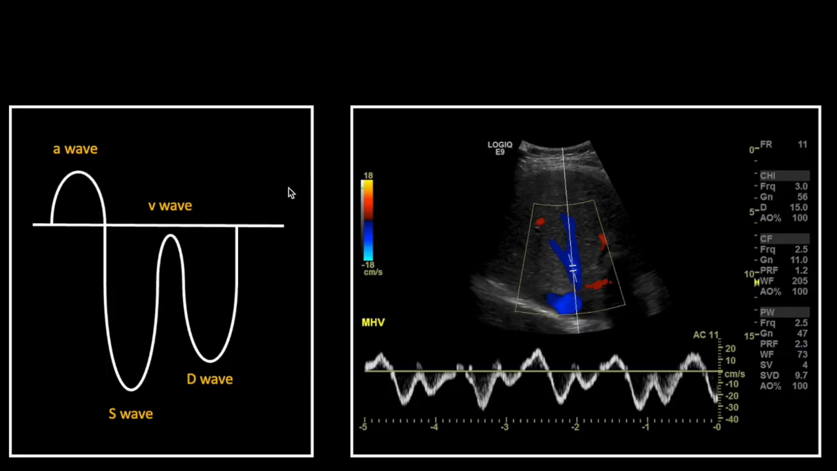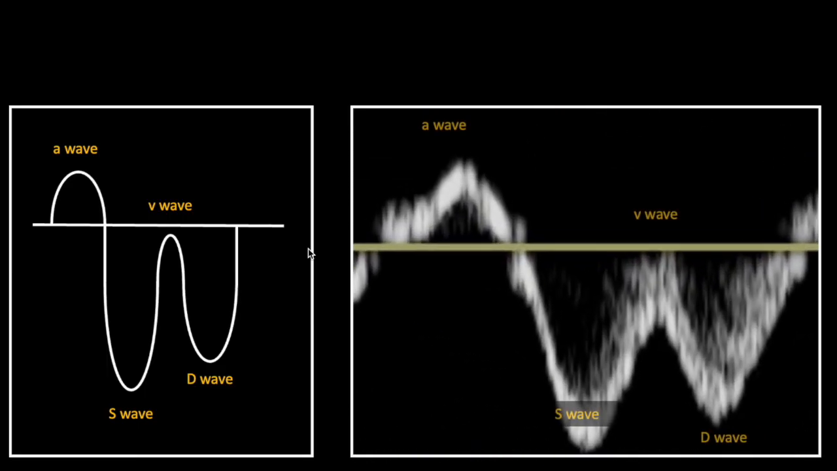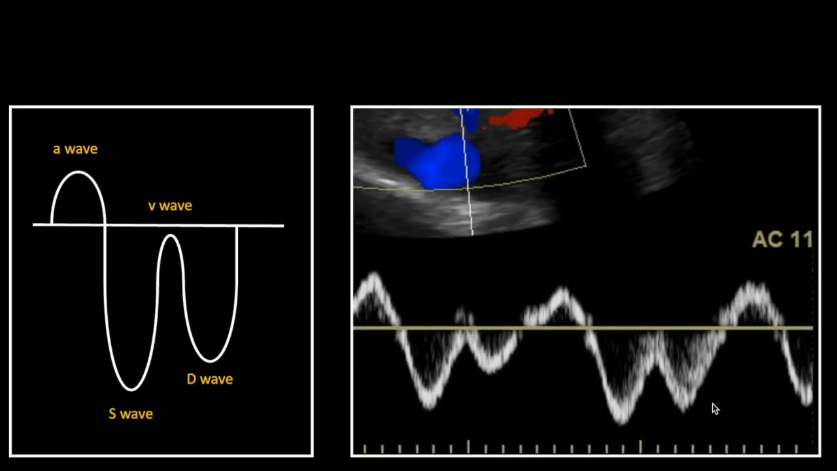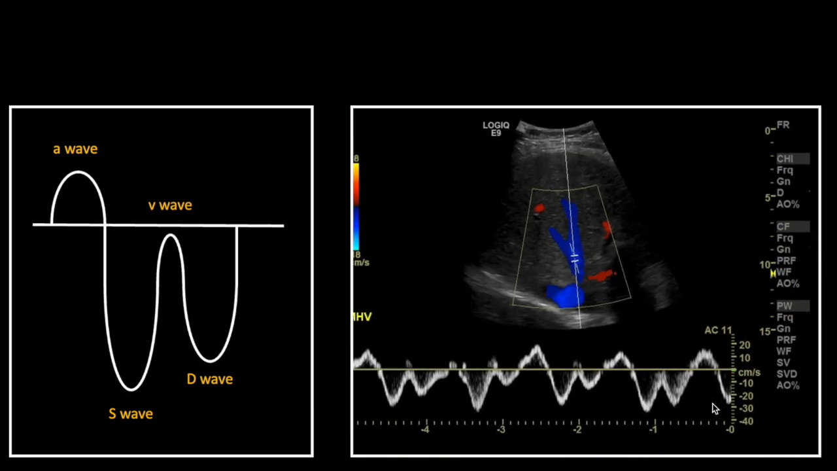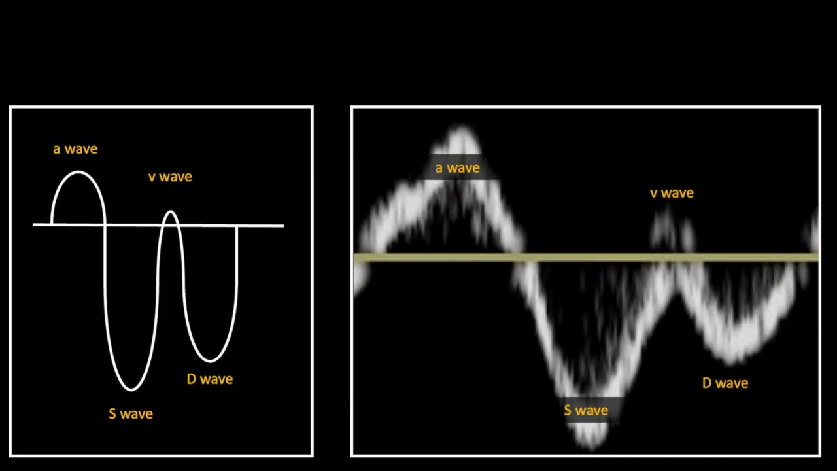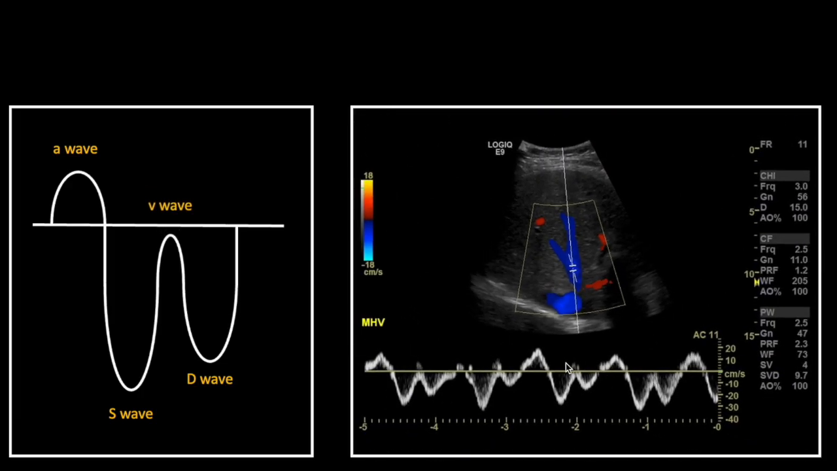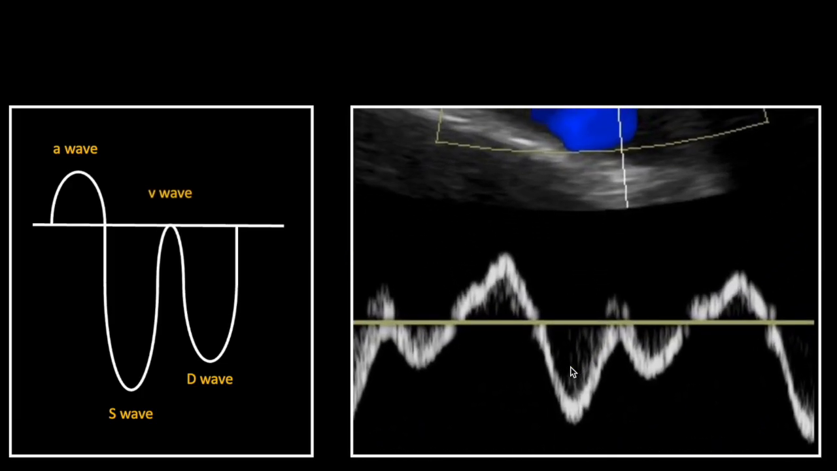So these are referred to as your ASVD waves, which you can see here on this spectral Doppler tracing. Here you can see the A wave, the S wave, the V wave, and the D wave. It's also important to note that in some cases, normally the V wave can actually be above the baseline, as we talked about before. So there are portions of it where it's below, sometimes it can be a little bit above, and both of those are normal.